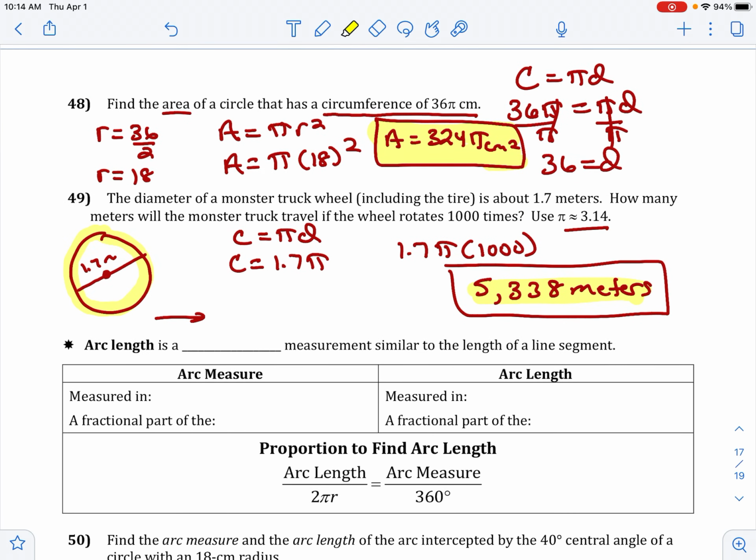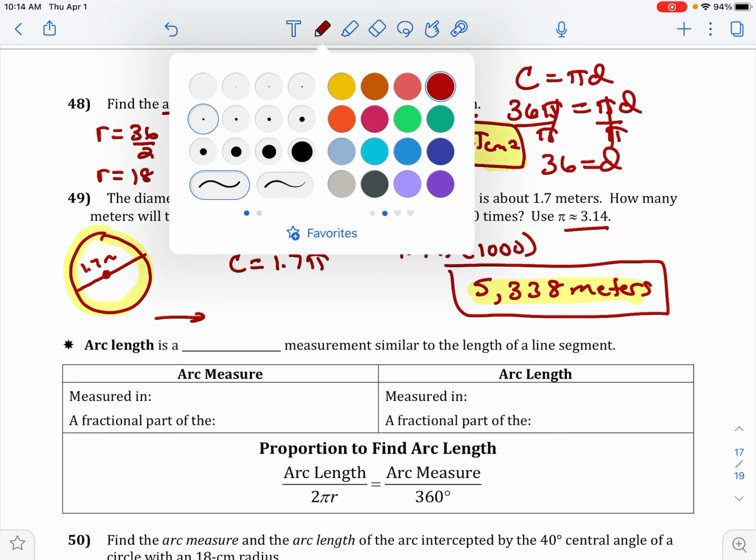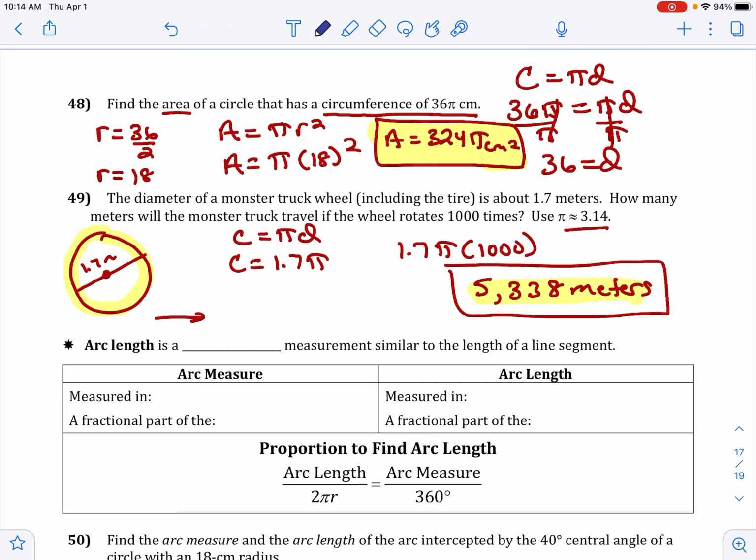All right, so that's a little bit of review of area and circumference, and it's good we reviewed because we actually need those two formulas for the next two parts, which would be arc length and sector area. So let's talk about arc length a little bit and how it's different from arc measure. Arc length is actually a linear measurement, similar to the length of a line segment. So when we talk about arc length, we're really talking about inches and feet. Arc length is measured in units, whereas arc measure is measured in degrees.